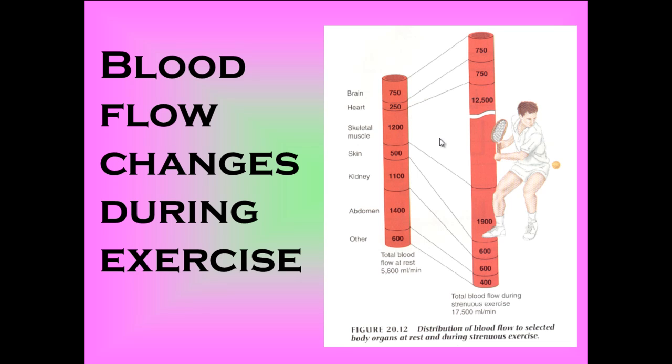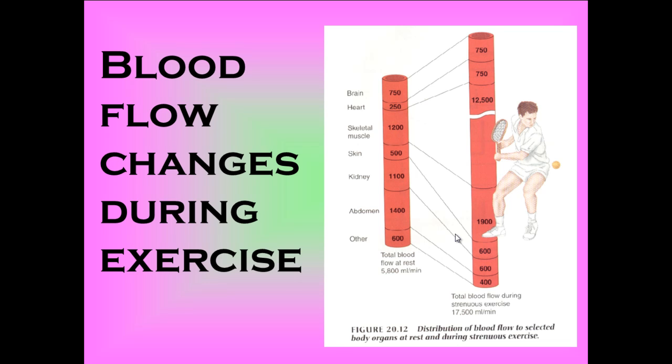The skeletal muscles increase massively, in the order of 6 to 7 times. The skin increases the amount of blood that flows to it, and the reason for that is you can cool down by sending the blood to the surface of the skin. It enables more of the heat to radiate, convect and conduct away from you, and so it can cool you down.